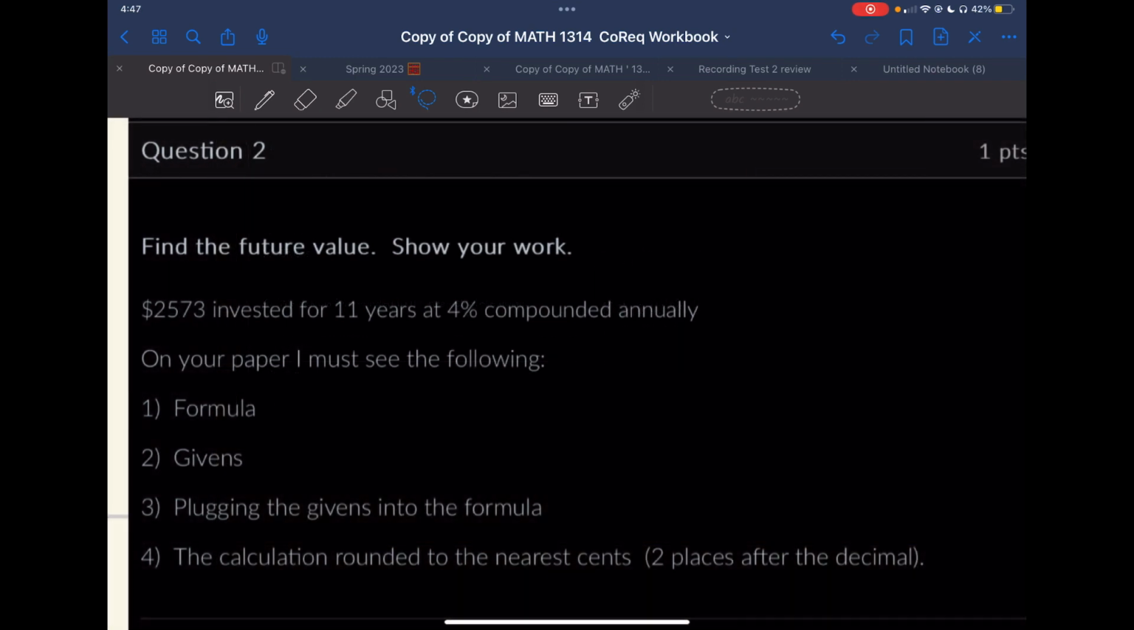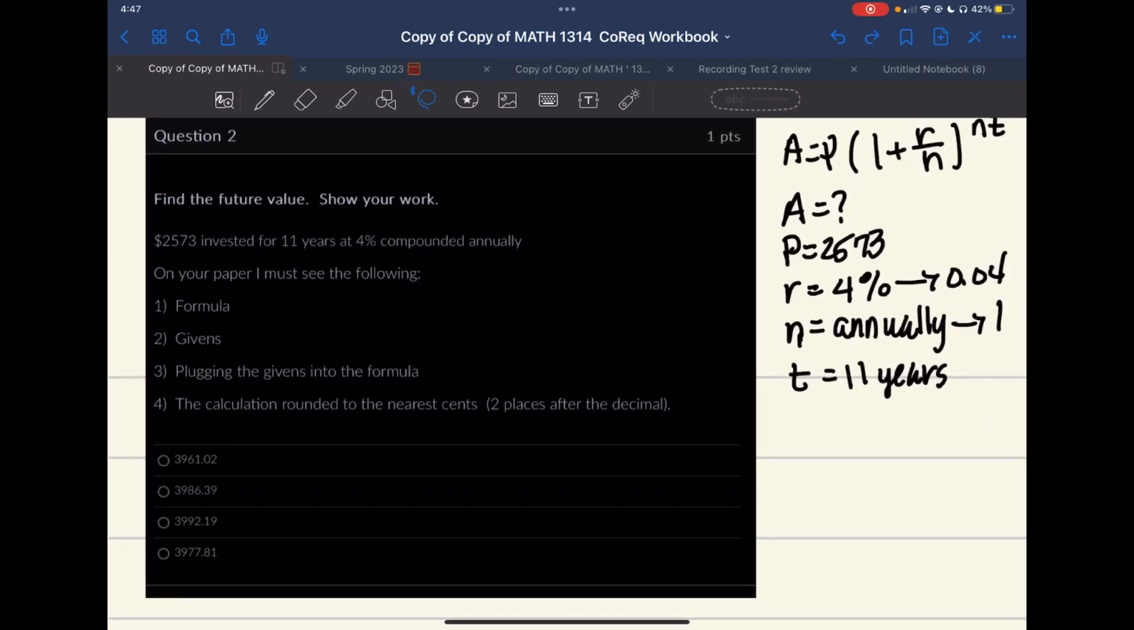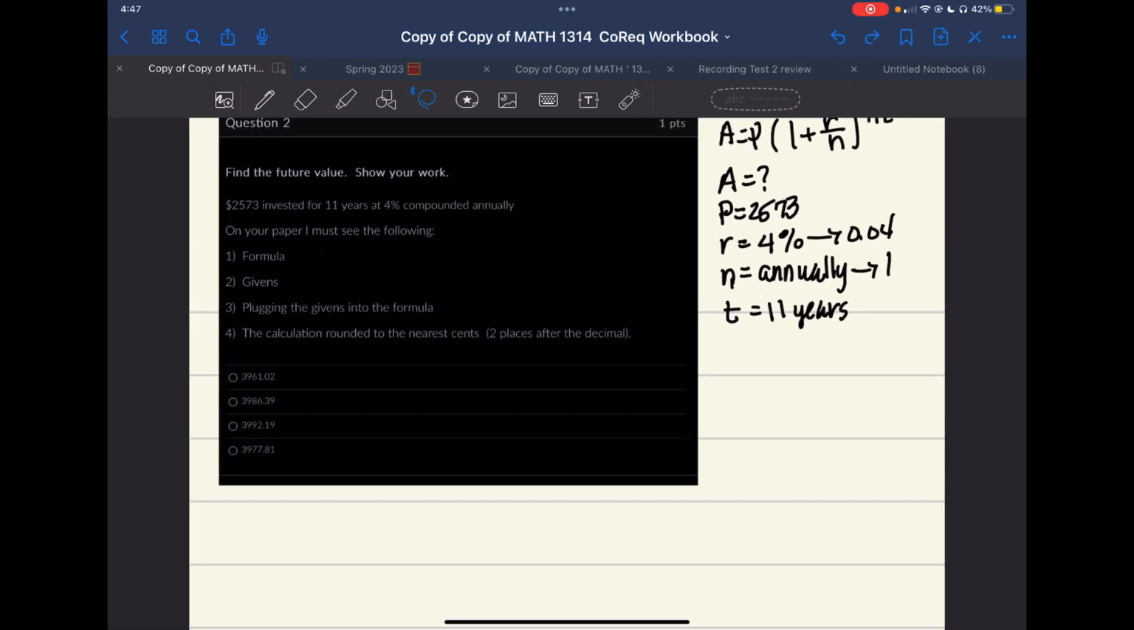For number two, we're going to look for the future value. So we have $2,573 to invest for 11 years. 4% is our rate and it's compounded annually. So when we work this out, we're going to use the compound interest formula. We're going to have our givens. We're looking for A, P is 2573, rate is 4% or 0.04. The times compounded is one, or annually, and it's compounded over 11 years.